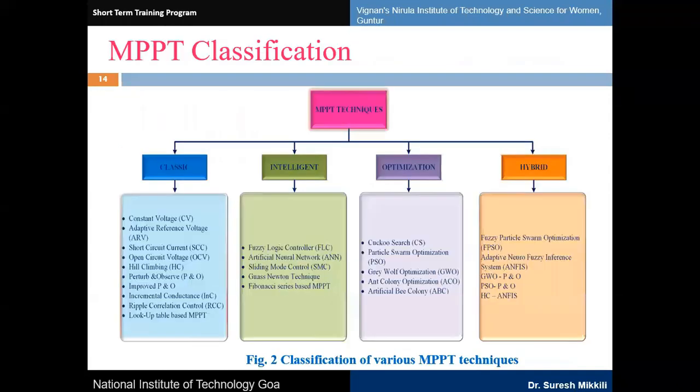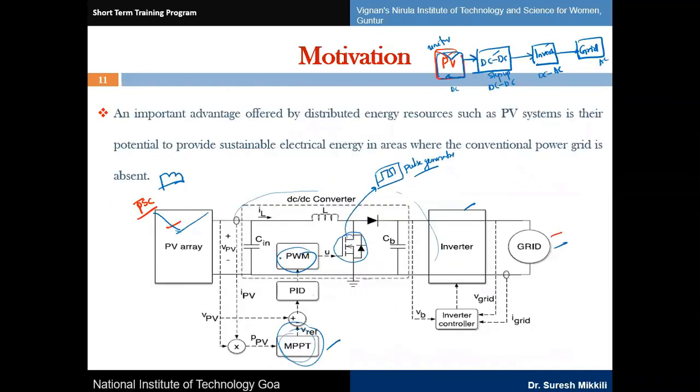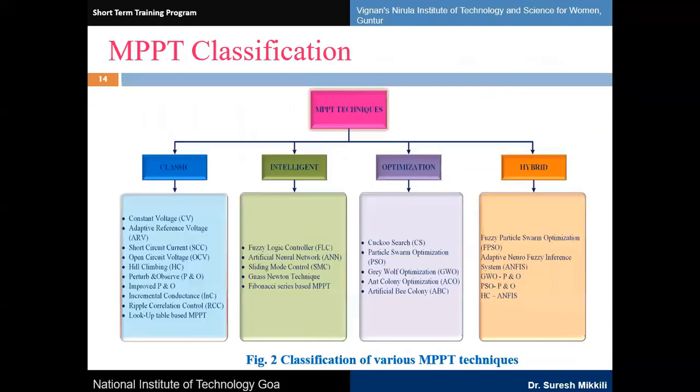So how many methods are there? We have different types of MPPT techniques which can be used for a solar PV system. They are divided into classic conventional MPPT techniques, intelligent MPPT techniques, optimization based and hybrid based. There are conventional ones, neural network and fuzzy logic based are intelligent, and there are optimization metaheuristic methods. Out of these three, any combination of two will be hybrid.